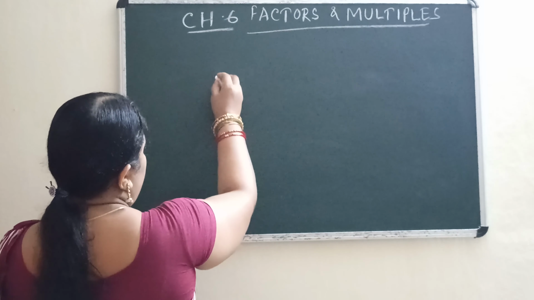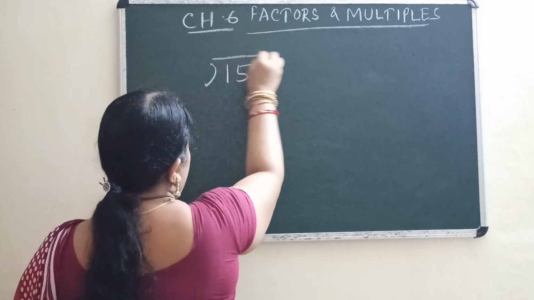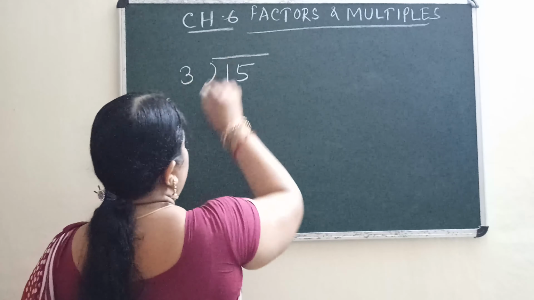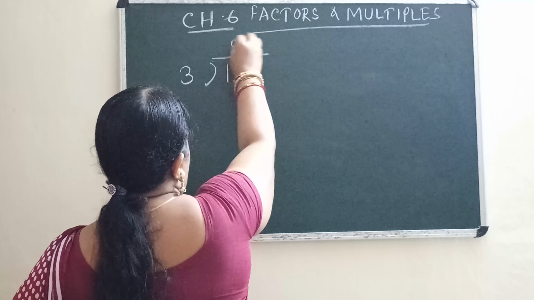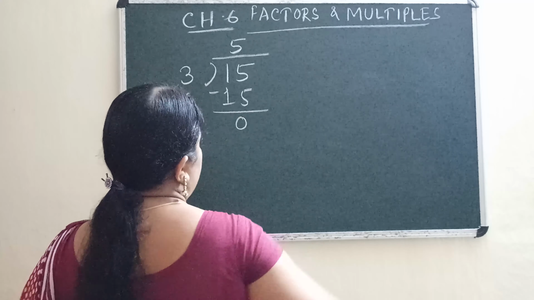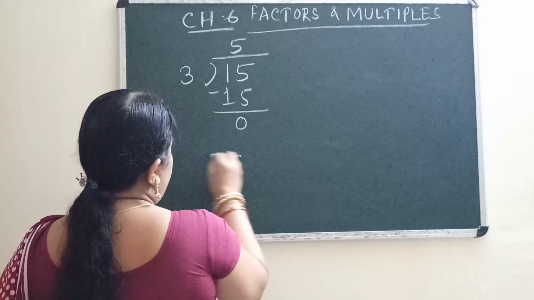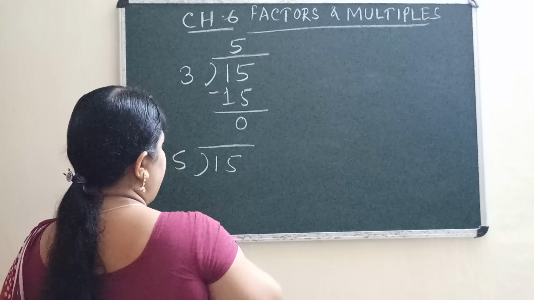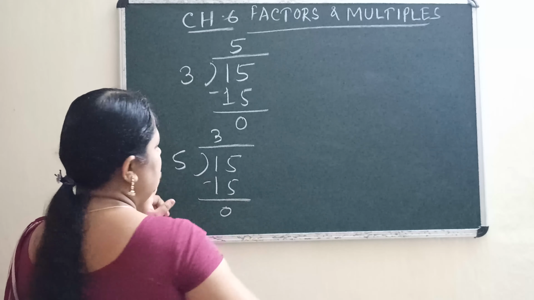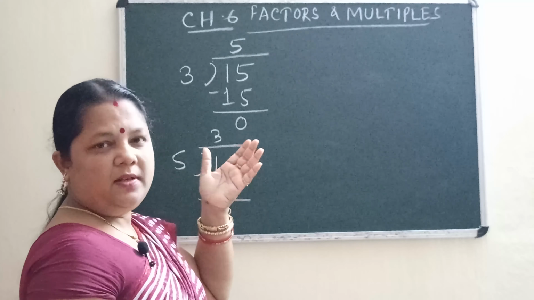Yes. So suppose I am taking one number, 15. Okay, I am dividing it by 3. Yes, so what can we put here? 3 5s are 15. Yes, so the remainder is 0. So if you divide 15 by 5, then 5 3s are 15. Here also the remainder is 0.